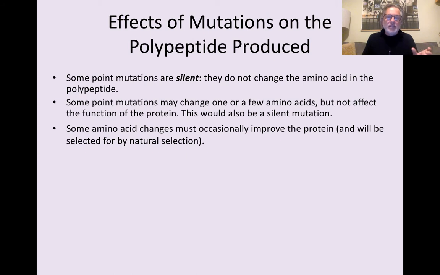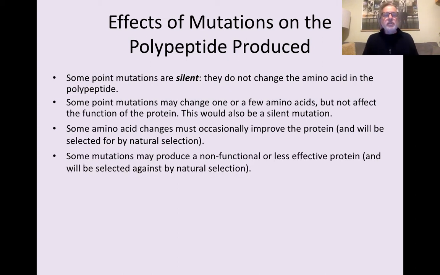Some amino acid changes must occasionally improve the protein, and such a change will be selected for by natural selection because it's an improvement. It increases the fitness of the individual that has the mutation. And some mutations must produce a non-functional or a less functional protein, and therefore will be selected against by natural selection. So that's the way to think about the effect of mutations.